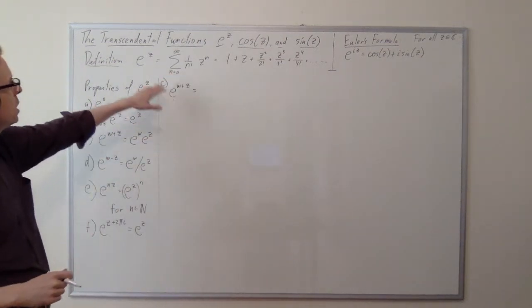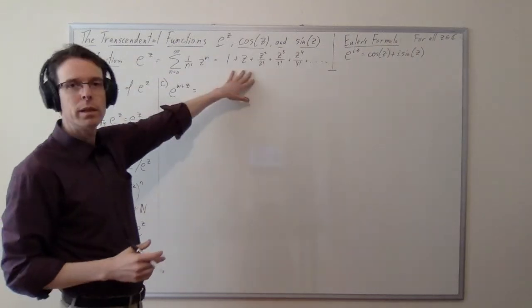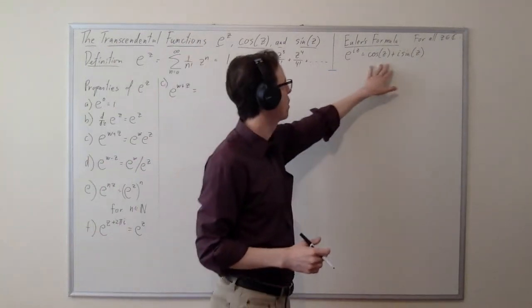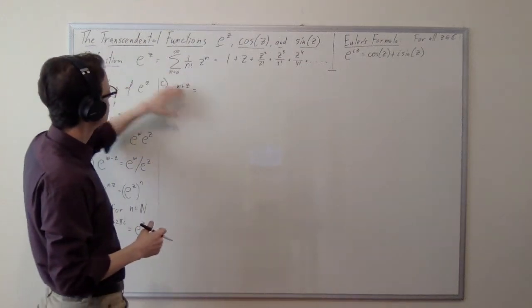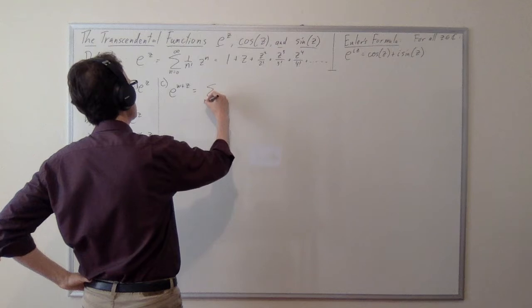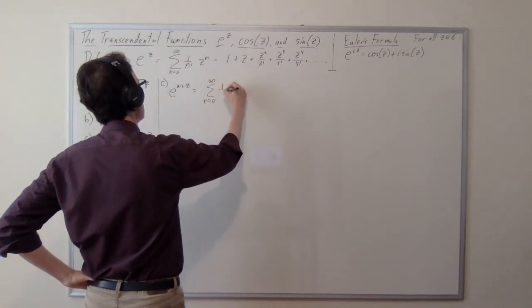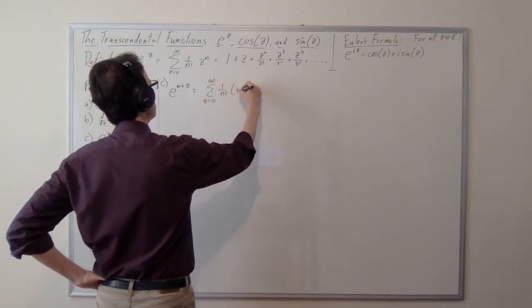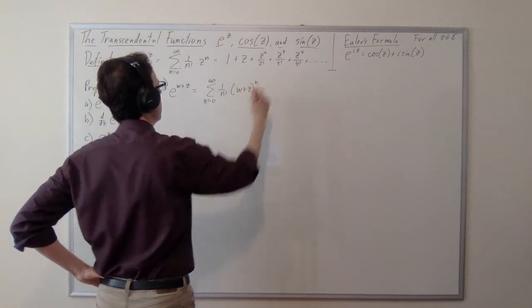e to the w plus z is going to be, well, there's only one thing I know about it, and that's this. Well, I suppose there's another one over here, but it's not useful for this. So I know that it is this power series. This is the summation n equals 0 to infinity of 1 over n factorial, and then we get w plus z to the n.